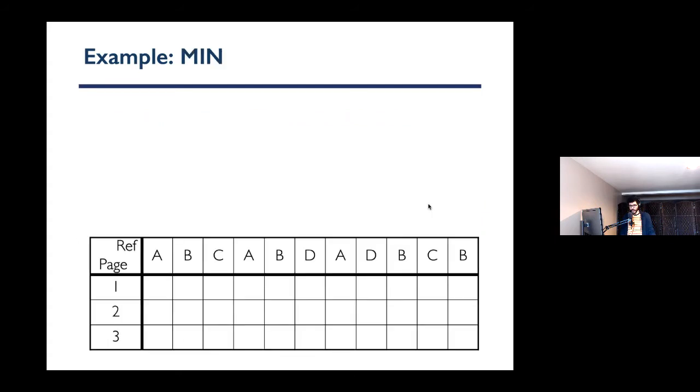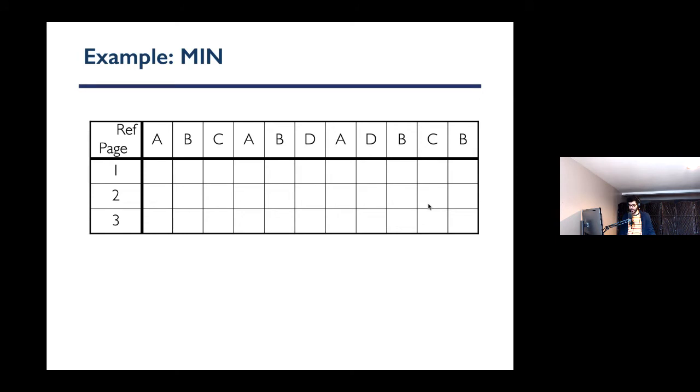Now let's look at min and see how min does the same thing. So the beginning, it's going to be the same because A, B, and C don't exist. Now A and B will hit. Now comes D, where we want to evict someone. So we have to evict the page that is going to be referenced the furthest in the future. Now, we have A, B, and C cases. Well, A is going to be referenced right after this.